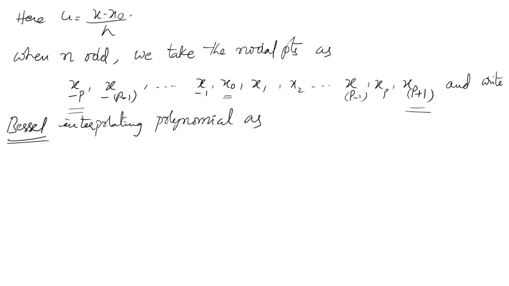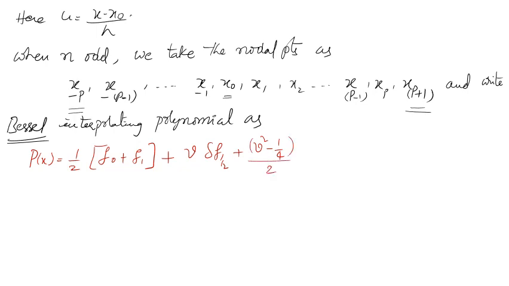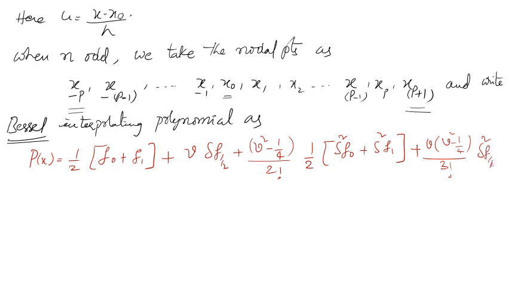The Bessel interpolating polynomial is p of x equal to 1 by 2 of f naught plus f1, that is f of x naught plus f of x1, plus v into delta f 1 by 2 plus v square minus 1 by 4 by 2 factorial into 1 by 2 of delta square f naught plus delta square f1, plus v into v square minus 1 by 4 by 3 factorial delta cube f 1 by 2, and so on.